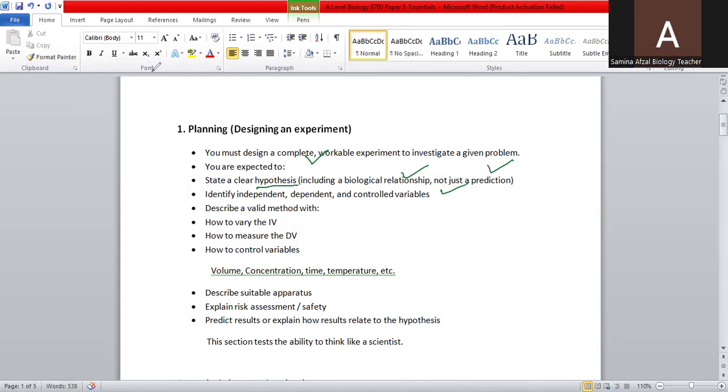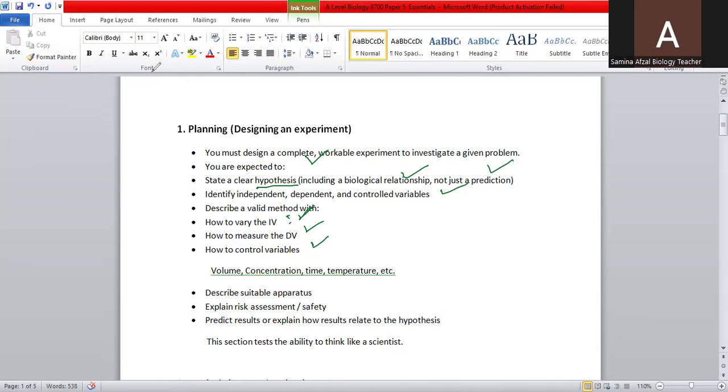You have to write a method with the help of which you are going to analyze data. You must know how to vary the independent variable, and how to measure the dependent variable. You have to include all these things in your answer, and also how to control variables. You must include all of these in the answer you write for this planning.